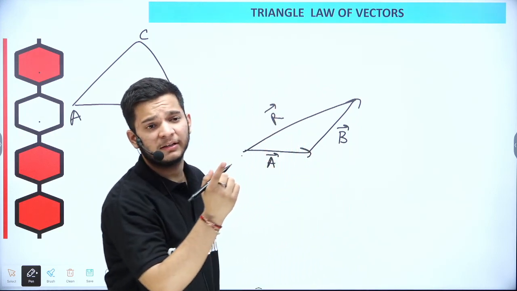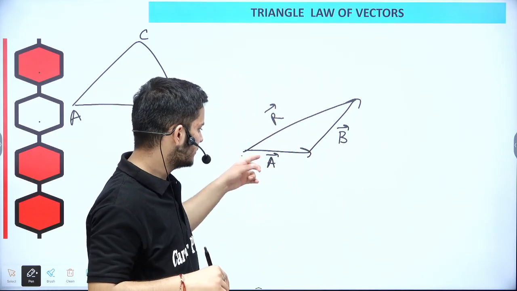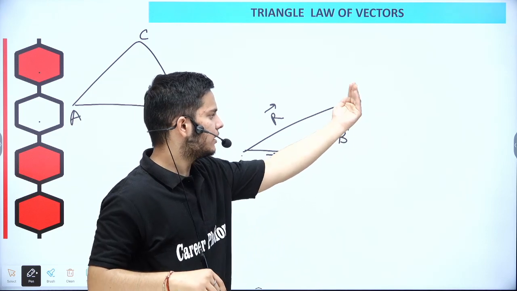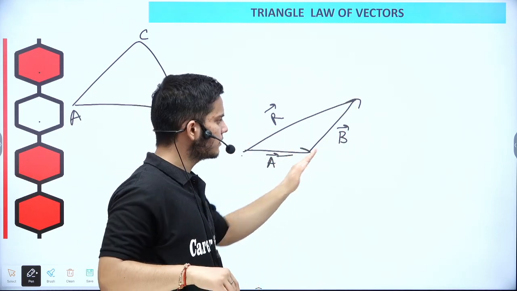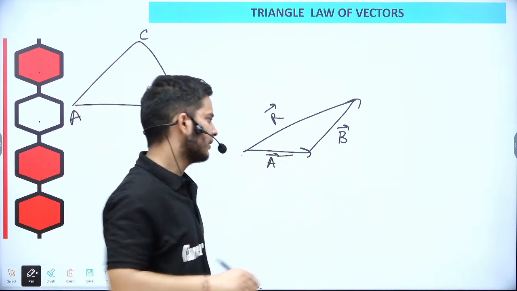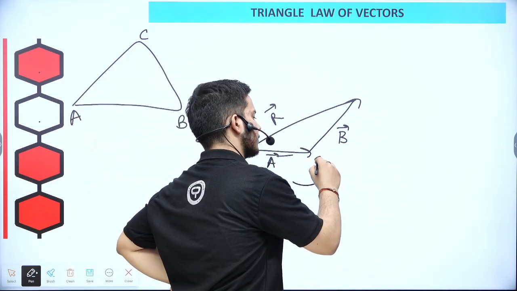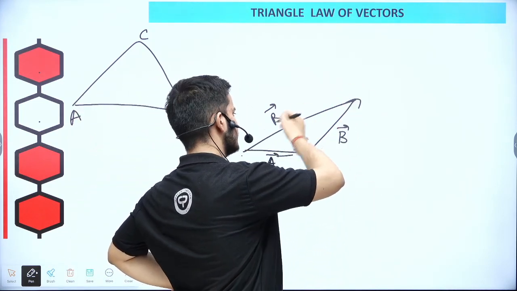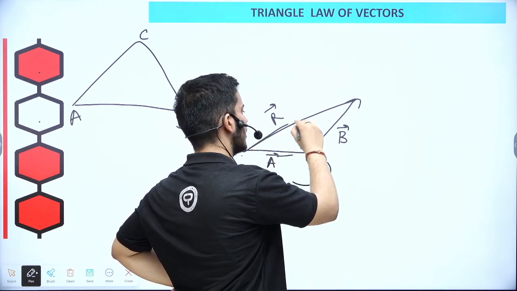But a very important thing: where is the order going? This is first, this is second, so the third would be like this, but in opposite order. Here it is going like this, so it has to be this? No. The resultant has to be in the opposite direction.